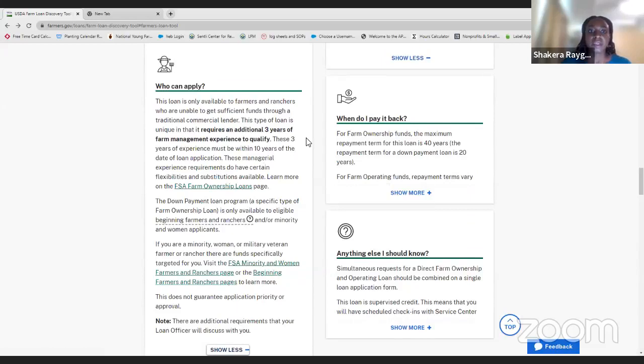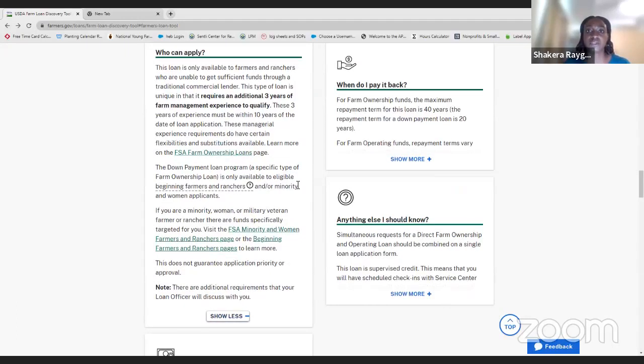Who can apply? It tells you that if you're a farmer or a rancher for profit who doesn't qualify for a loan with a commercial lender, that means first you would have to reach out to a bank or know if you're eligible to qualify for a loan outside of FSA. Then you also need to have some farm experience for ownership loans. That's if you're buying land. 3 years of farm management experience. They do allow some substitutions. So if you did any type of apprenticeship, internships in farming, that will count. I think some military service also counts, credit hours and a degree. All of those things can help qualify for the farm management experience.